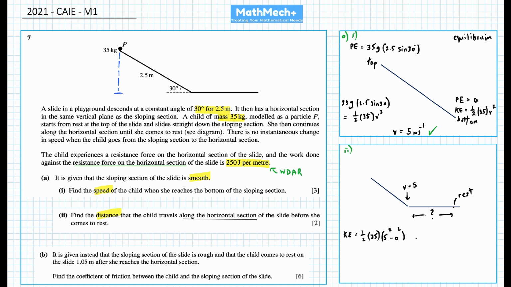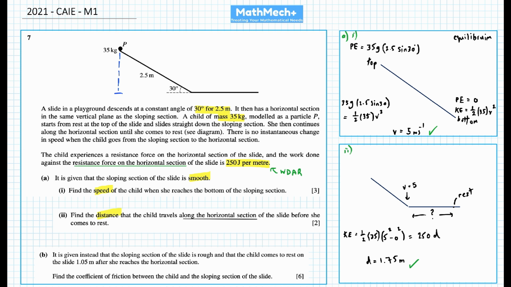So just remember the conservation of energy when you're doing this as well. If it's smooth, like the previous question, no work took place, but now we have work done against resistance. So we'll make it equal to 250 joules times the distance, and you'll find the distance from that. Again, you can do initial and final kinetic energy there. We came to rest, so it was 0 anyway. That's the second part of part A.